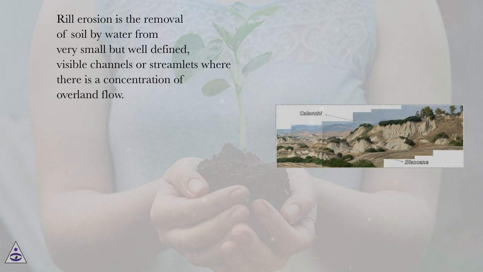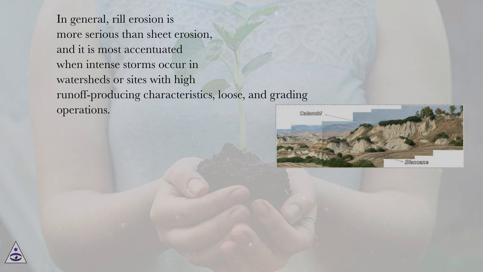Rill erosion is the removal of soil by water from very small but well-defined, visible channels or streamlets where there is a concentration of overland flow. In general, rill erosion is more serious than sheet erosion, and it is most accentuated when intense storms occur in watersheds or sites with high runoff-producing characteristics, loose soils, and grading operations.